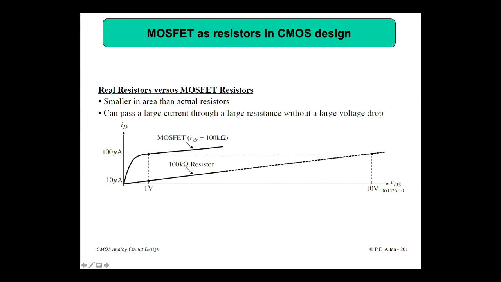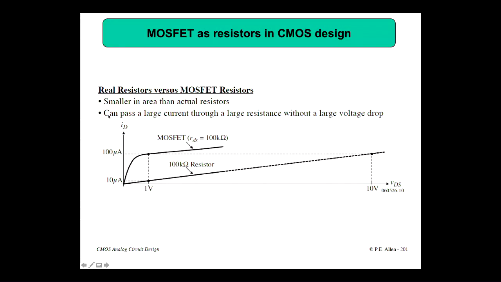Why? Because of real resistance versus MOSFET resistance. What is the advantage? It is smaller in area than actual resistors. If you want to put a real resistor in the chip, the problem is you need more area, especially for a bigger value, because resistance R equals rho times L by A. If you want a bigger value in your chip, you need bigger space. But you can design a small-area resistance with a higher value using MOS.